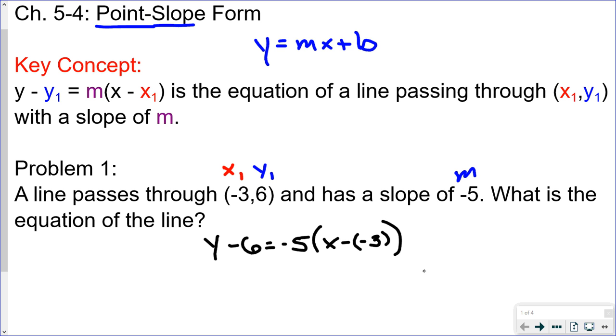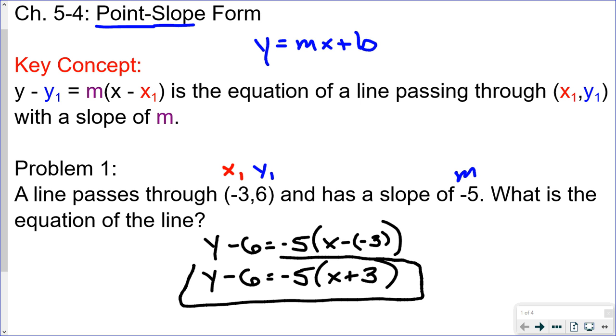So I plugged in x1, it's negative 3. So I should rewrite this. You shouldn't leave it as minus negative 3. Sorry. Y minus 6 equals negative 5 times x plus 3. And so that's where I say these minus signs are going to cause people the most trouble. All right, so that would be the equation of that line written in point-slope form.